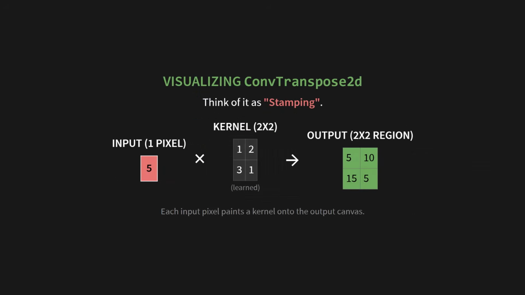So what is a ConvTranspose2d? Honestly, the easiest way to think of it is as stamping. Imagine your input is just 1 pixel with a value of 5, and you have a learned 2x2 kernel. The transposed convolution literally stamps that kernel onto the output canvas, scaled by the input pixel's value. So a 5 becomes a 5, 10, 15, 5 region. Each input pixel paints its own little kernel onto a bigger canvas. It's how we grow the image back to its original size.